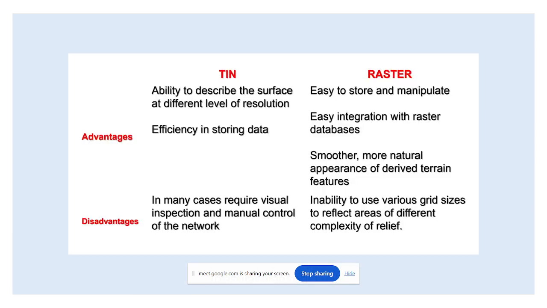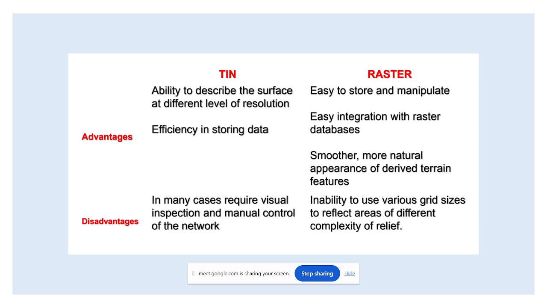Okay. So these are the differences that sir had given in the lecture. He has pointed out the advantages and disadvantages of TIN and raster. So the advantage, as I said, in TIN is the ability to describe the surface at different levels of resolution. In the same image, you can actually see different levels of resolution. And there is more efficiency in storing the data, but the processing might be a little more confusing and more complicated, and also the data might be quite heavy.